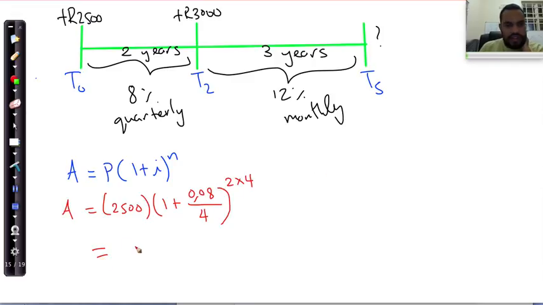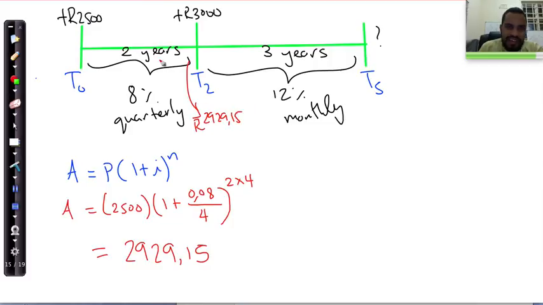2929,15. 2929, comma, let's fix that 9 over there, comma 15 rands. And that's the value of my investment over here. The value at T2 of this investment is going to be 2929,15, 2,929 rands and 15 cents. Now remember, that's the value here, 2929,15. That's the actual value.